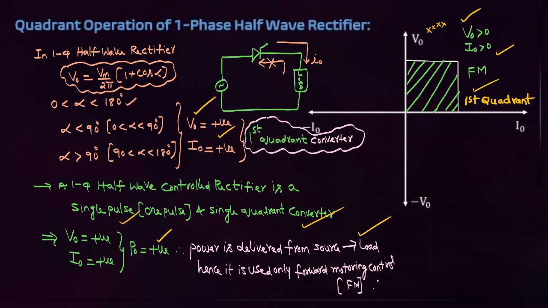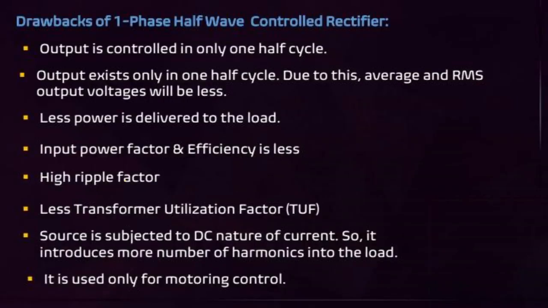That's the reason why it is used only for motoring current. That is, a single phase half wave control rectifier is used only for motoring control. It is not used for braking mode in that application, because always V0 is positive and I0 is positive. That's why it is a single pulse, single quadrant converter. Which quadrant? First quadrant converter.